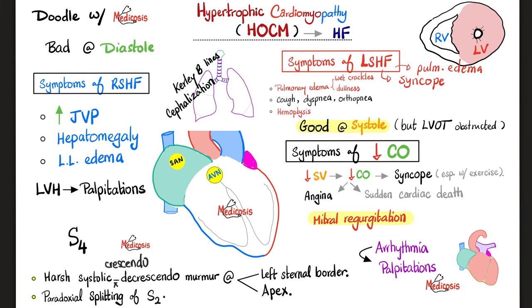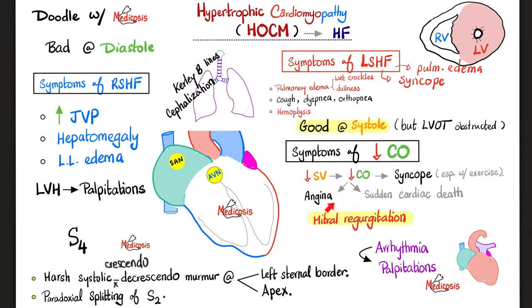Let's review HOCM. It's bad at diastole, it is good at systole, but the left ventricular outflow tract is obstructed, so I get low cardiac output and the symptoms of low cardiac output. The thick septum might pull onto the mitral valve cusp, leading to mitral regurgitation. The thick septum and thick ventricle can lead to ventricular arrhythmias and palpitations.